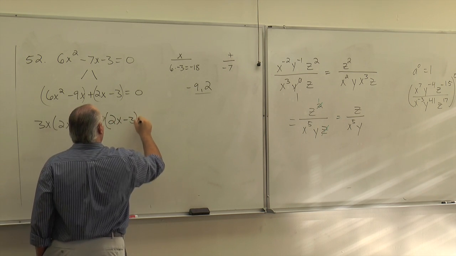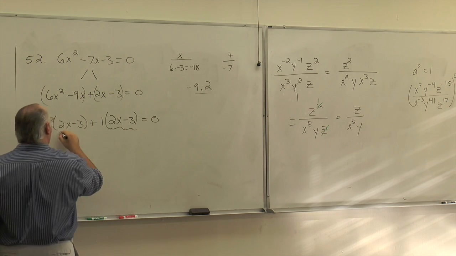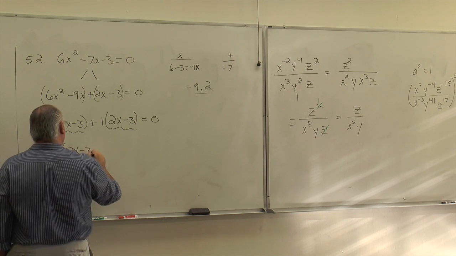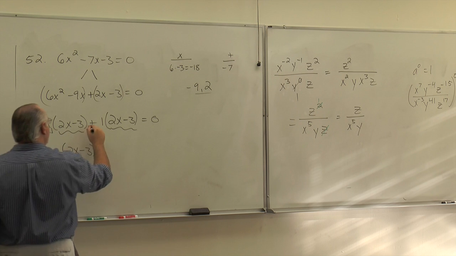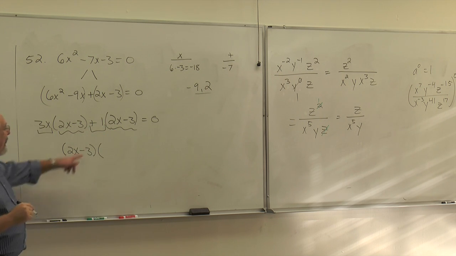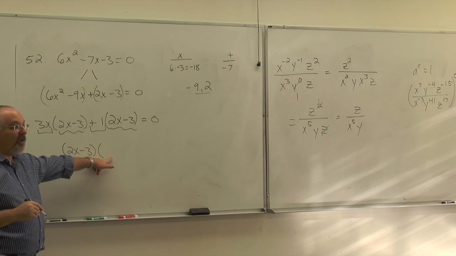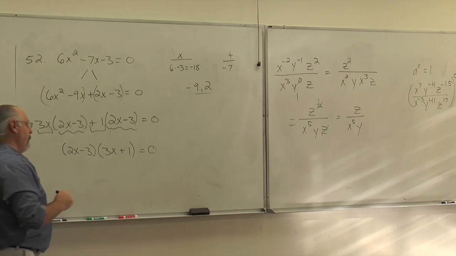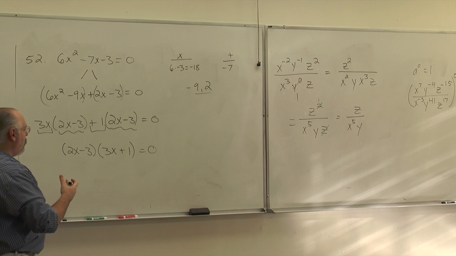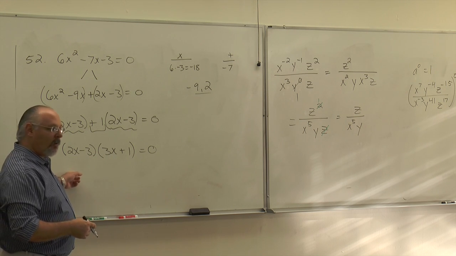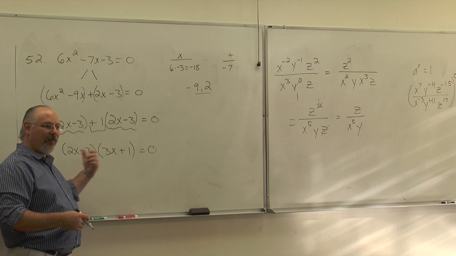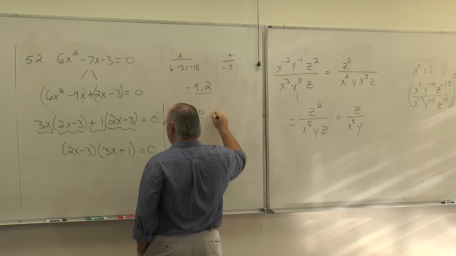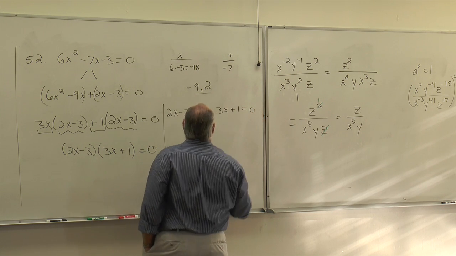We get 2x minus 3 equals 0. Here you can see we have a common binomial factor. So when we factor that out of 2x minus 3, we're left with 3x plus 1. That's why it's important to write the 1 so you know to put it in here. So now we use the zero product property. If you multiply two things to get 0 as an answer, then one of those two things is 0. So we get 2x minus 3 equals 0, and 3x plus 1 equals 0.